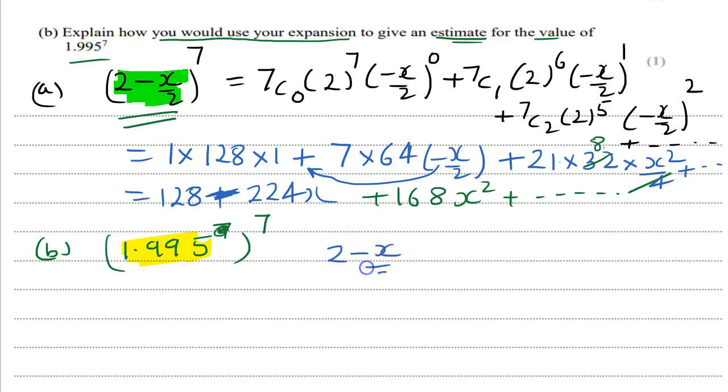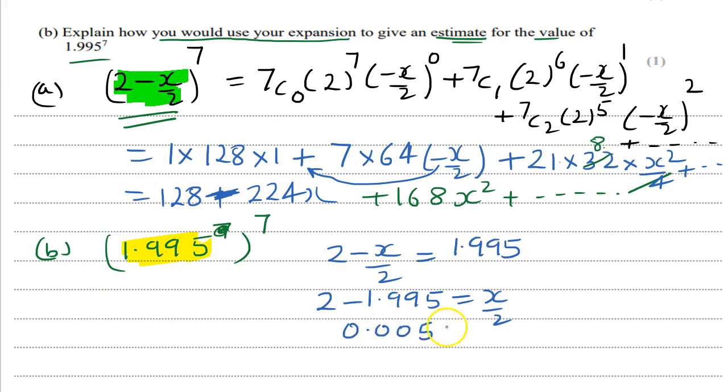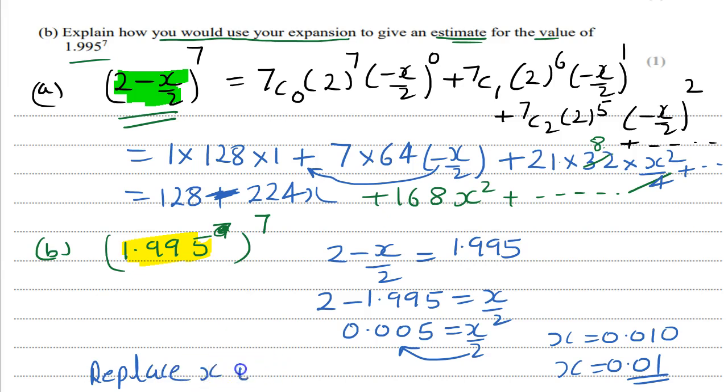So 2 − x/2 is equal to 1.995, so 2 − 1.995 is equal to x/2. If you calculate, 2 − 1.995 is 0.005, which is x/2, and if you multiply by 2, we get x equal to 0.010, or you can say x is 0.01. So if we replace x here with 0.01, then this expansion will give me the value of 1.995 to the power 7. But the question is not demanding that; the question is saying how would you use your expansion to give the estimate. So we will replace x with 0.01 and then we will get the answer.